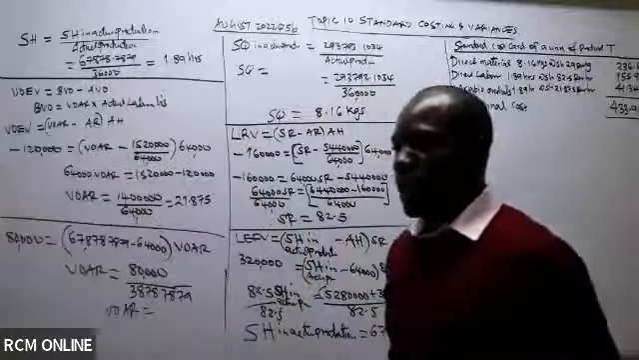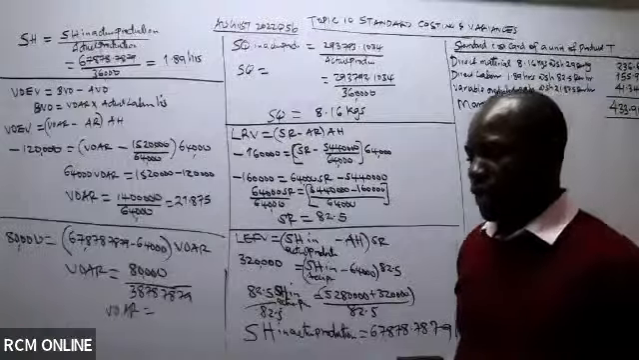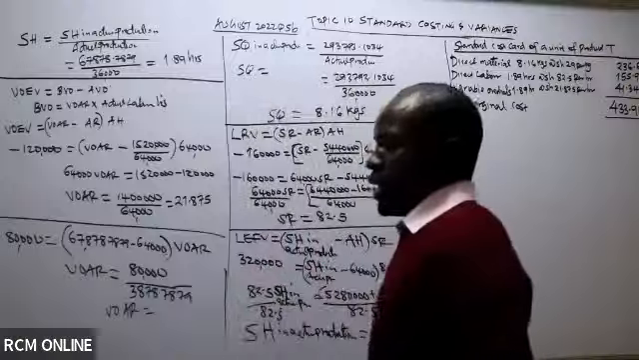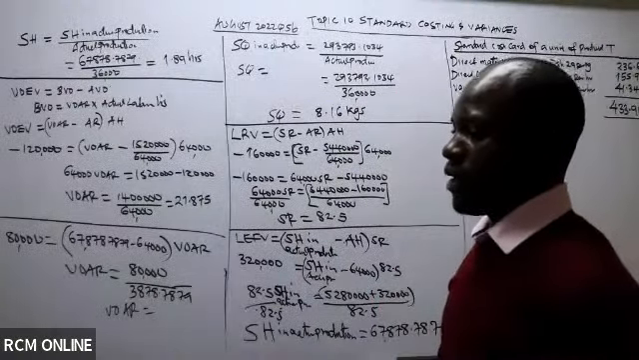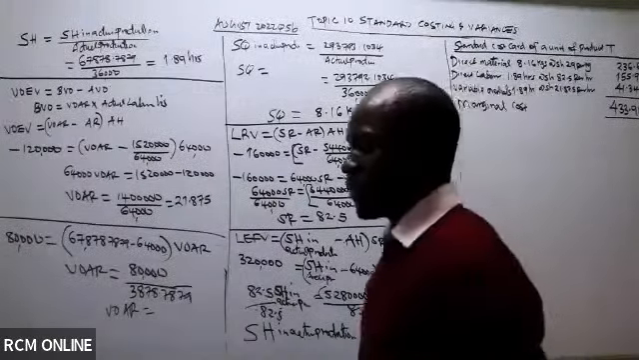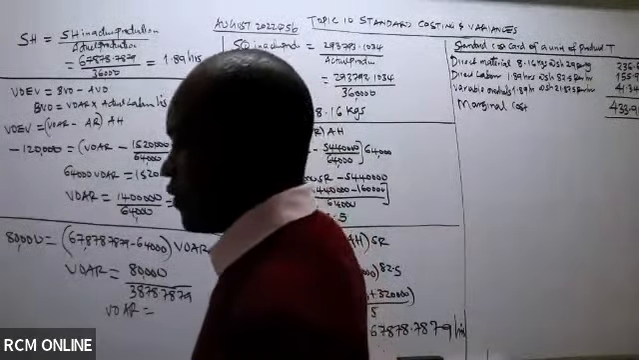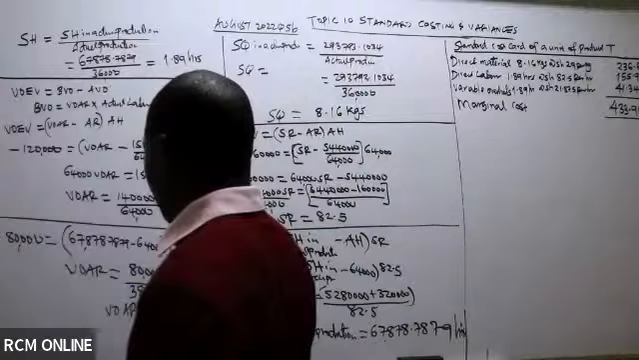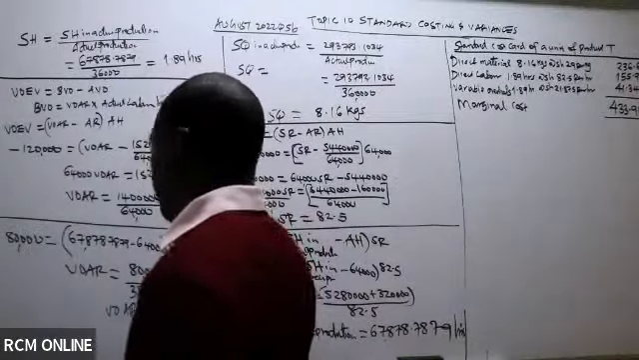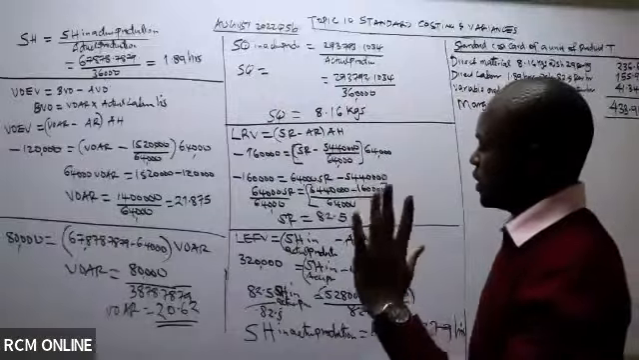What is your VOAR? What is your VOAR? VOAR is how much? 20.6. 20.62. Now, this is what happens. Remember, there's rounding off.